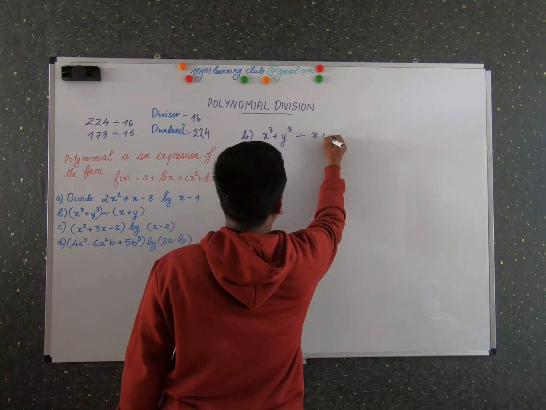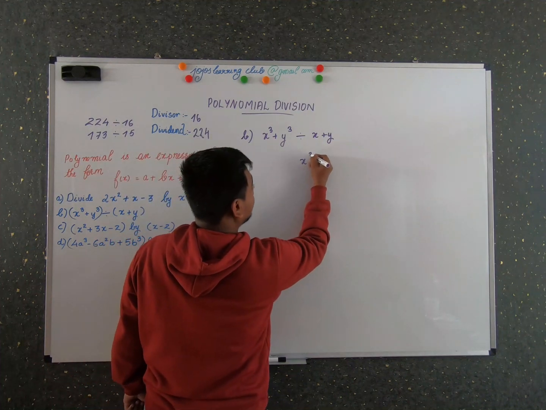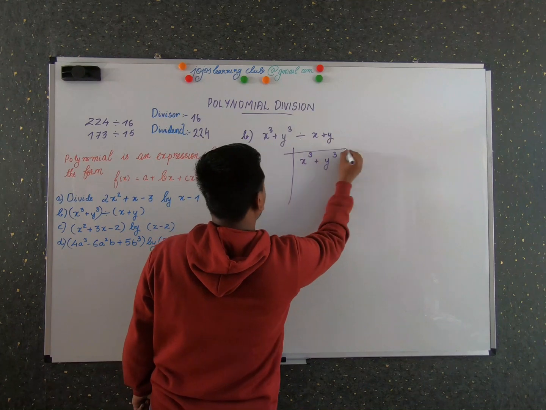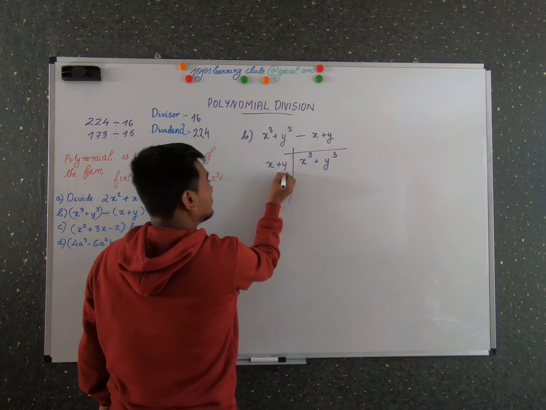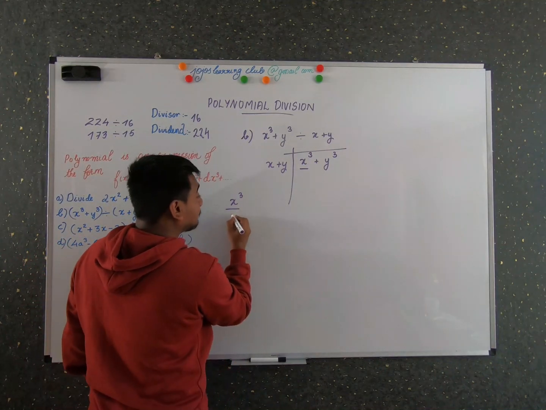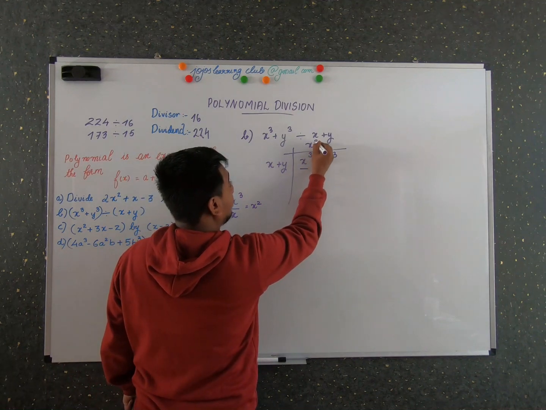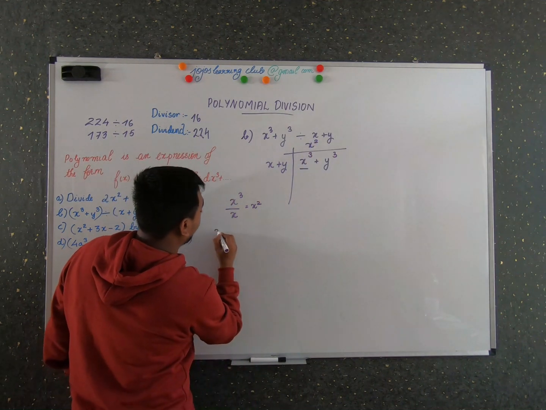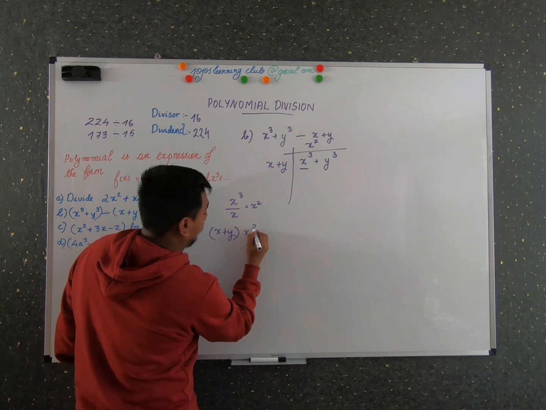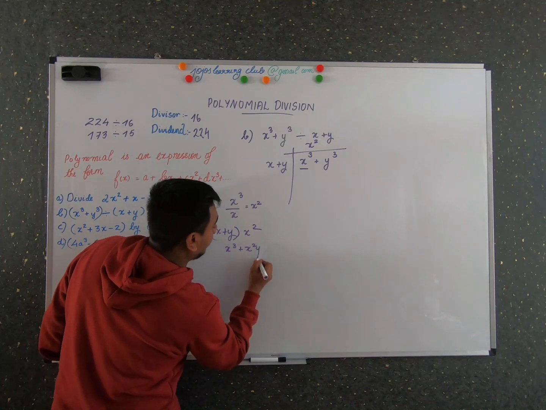So divided by x plus y. Now what is your dividend? X cube plus y cube. Okay, and now I'm going to do long division or polynomial division right here. So same as in the first problem, what is the first term over here? It is x. So it should be written here x square. Now you have to multiply the divisor with x square. So what is it? x cube plus x square y.